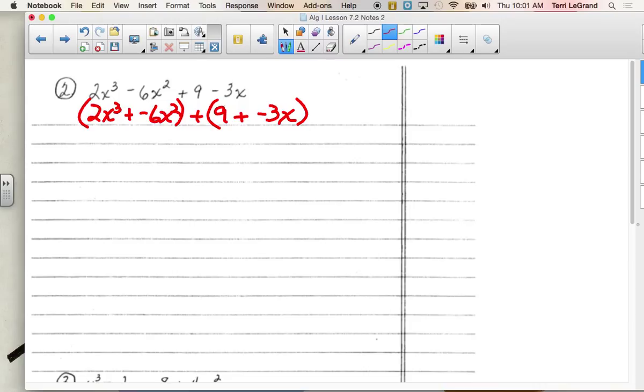Okay, so what are we going to say is our GCF for our first group? 2x squared. So 2 is the largest number that can be divided out of both 2 and 6. X squared is the largest variable part that can be divided out of both of them. And then you say, okay, let's do the division. If I have 2x cubed divided by 2x squared, what's the result? X. If I have negative 6x squared divided by 2x squared, what's the result? Negative 3.